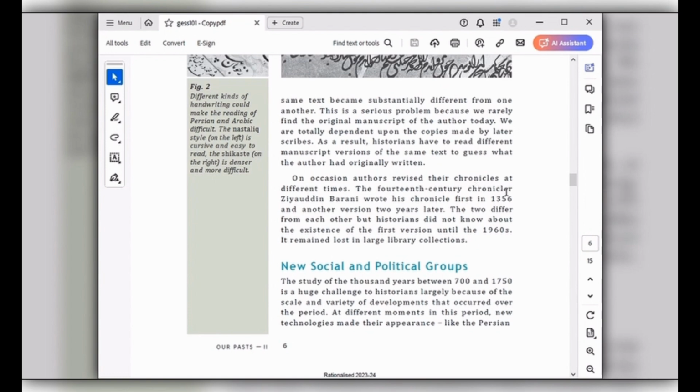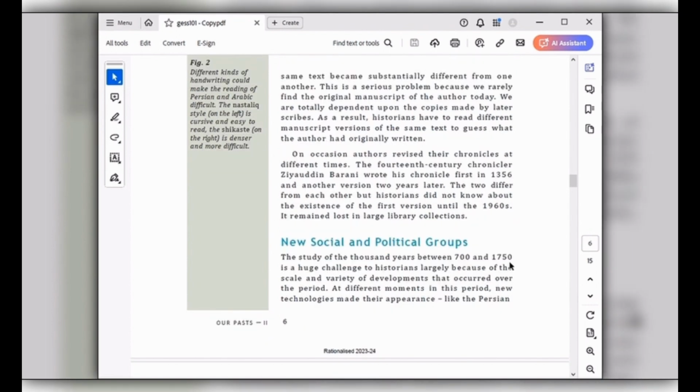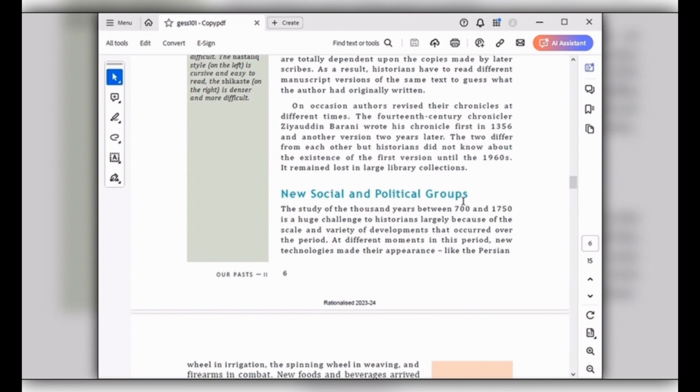The 14th century chronicler Ziyauddin Barani wrote his chronicle first in 1356 and another version 2 years later. The two differ from each other, but historians did not know about the existence of the first version until the 1960s. It remained lost in large library collections. New social and political groups.